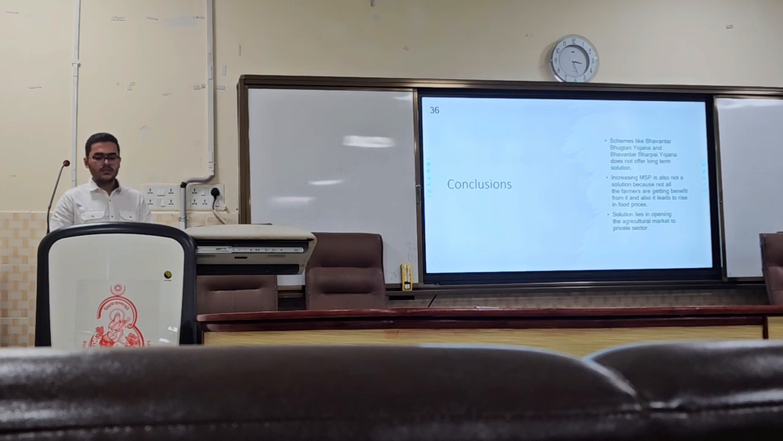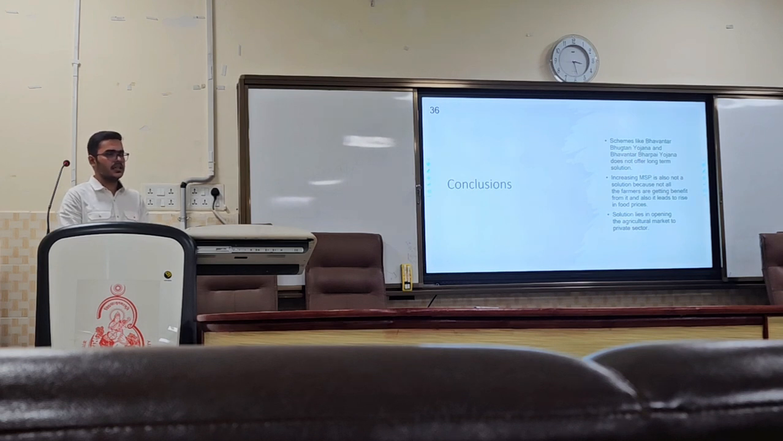Increasing MSP is also not a solution, because not all farmers are getting the benefit from it, and it also leads to a rise in food prices. Increasing MSP raises a lot of problems under the WTO amber box, and income support could be given, but MSP is not the option. Increasing MSP does not make any change.